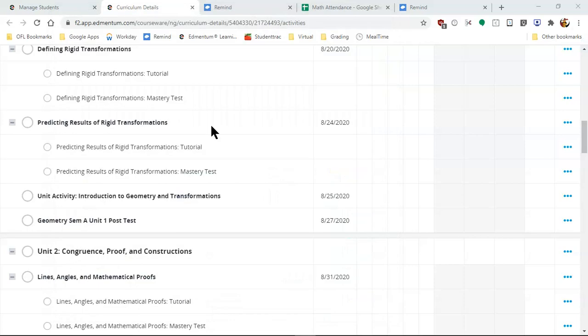All right. So predicting rigid transformation. So we went over what rigid transformations were, mainly the idea of rotation, reflection, and translation. Now we're going to talk about predicting it. So where they go, essentially.